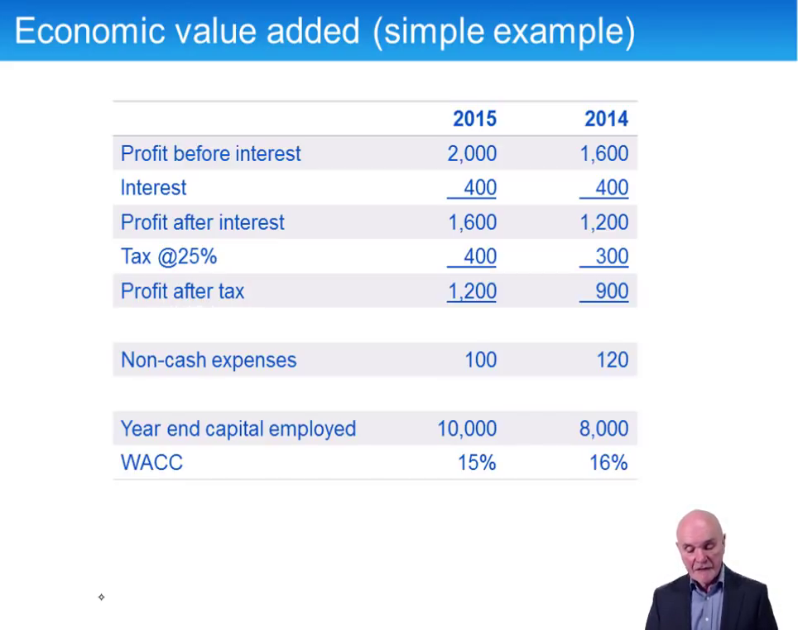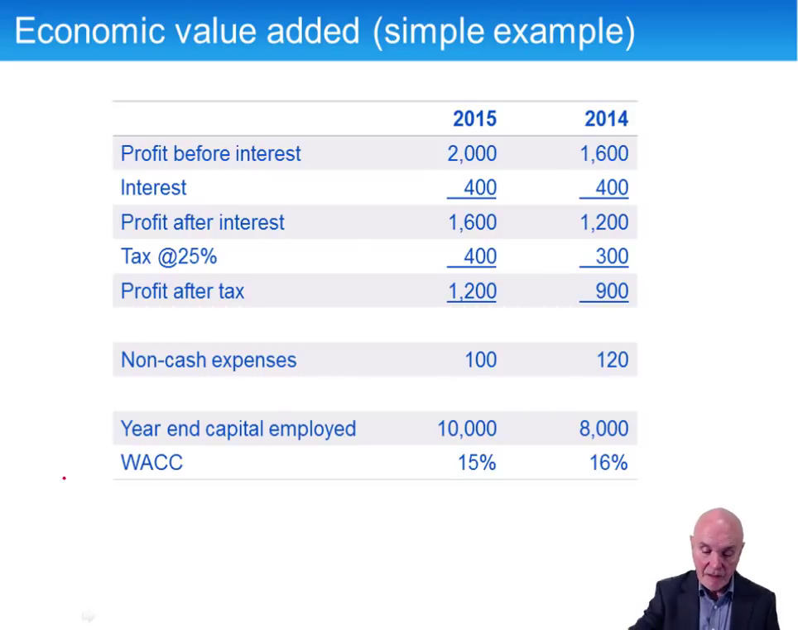So here we have the simple example, 2 years. We have the income statement at the top. We have essentially the capital employed at the bottom. We'd have the weighted average cost of capital in here. We have non-cash expenses of 100 and 120 for each of those years.